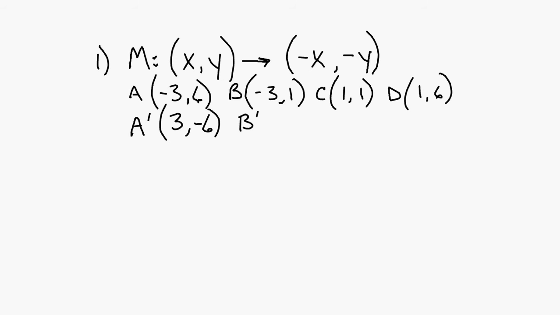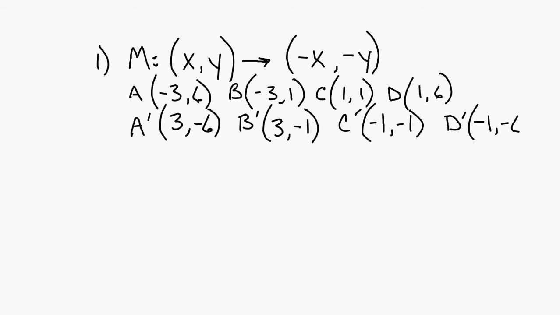And B prime. Opposite of negative 3 is 3, and negative 1. What are the coordinates of C prime? Negative 1, negative 1, good. And how about D prime? Negative 1, negative 6. Very good. All right. Any questions there? Very good, very good.